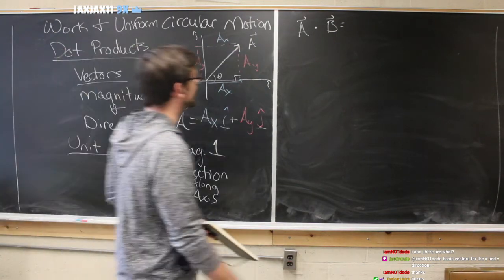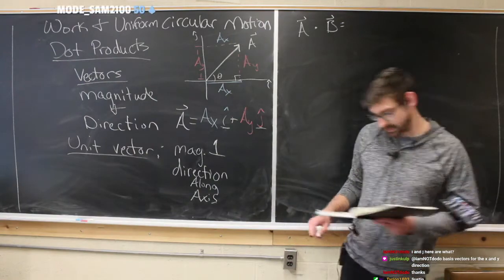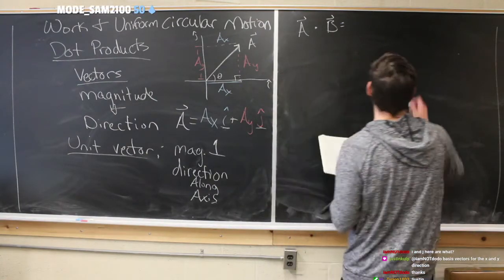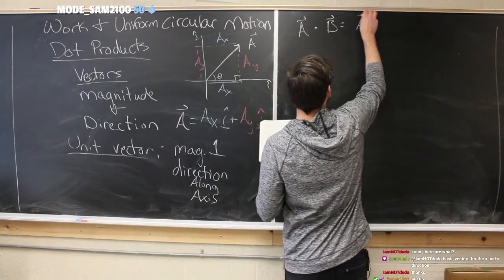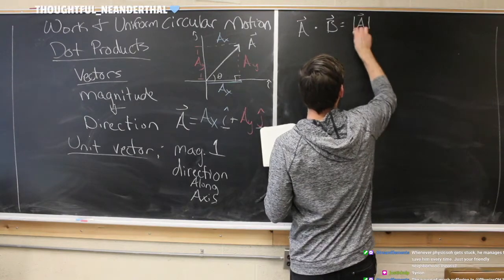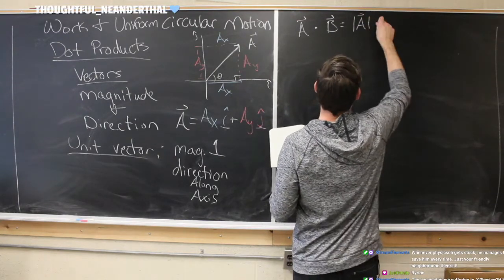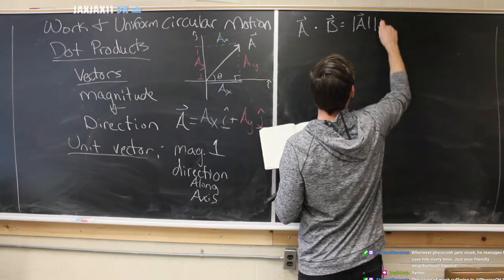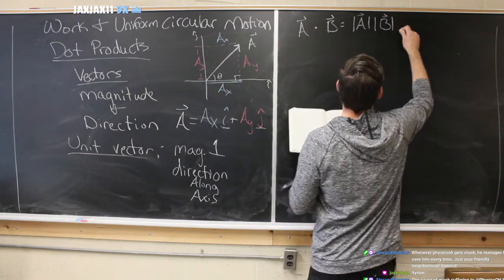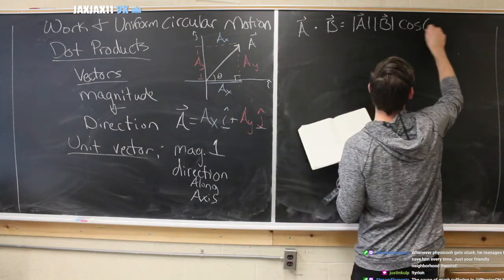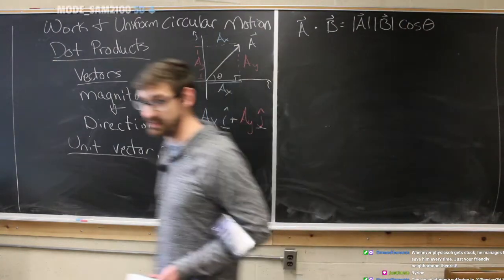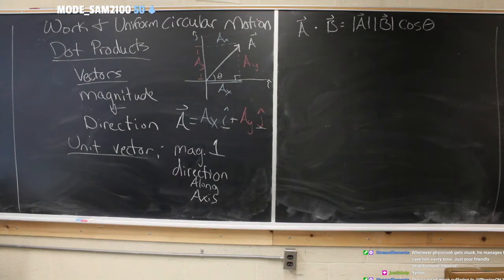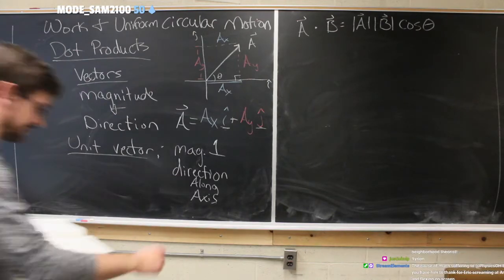Now, I'm going to give you the baseline definition of it, mathematically. We have a magnitude. That's how you denote magnitude, you put absolute values around it. Let's not do another dot. The magnitude of A times the magnitude of B times cosine theta, where theta is the angle between the two vectors. So you might see something that looks like this.